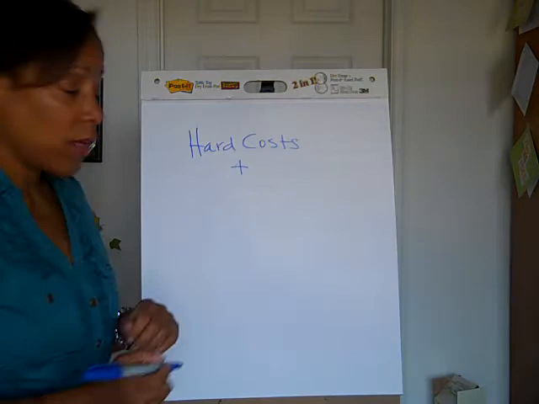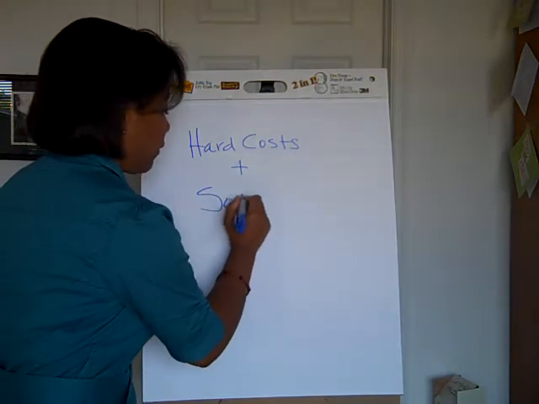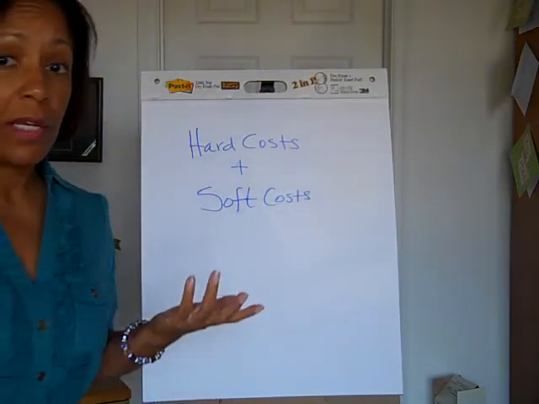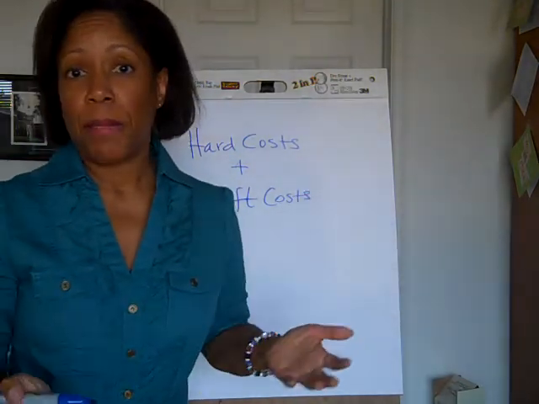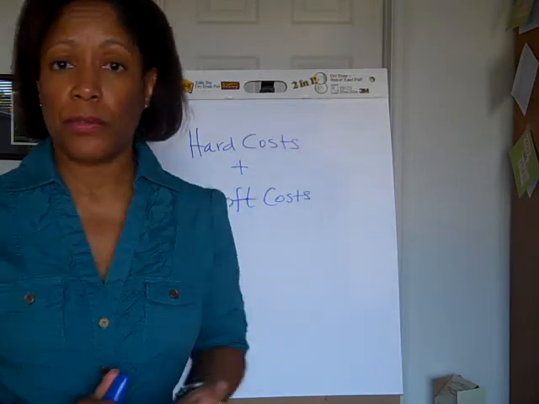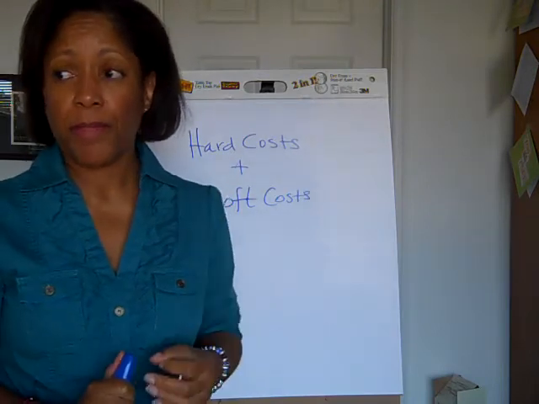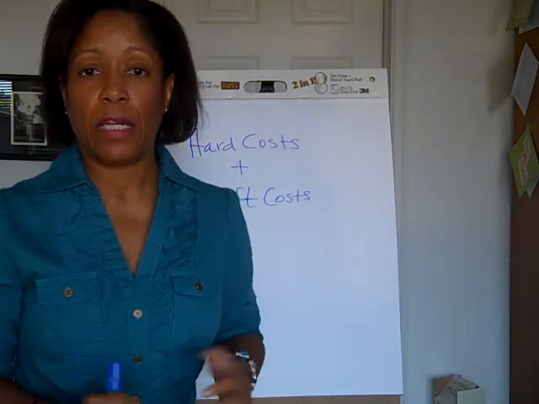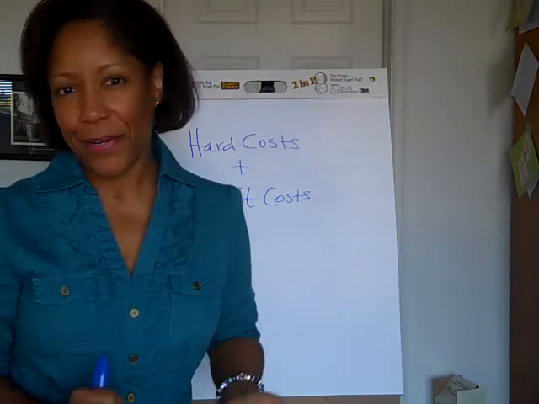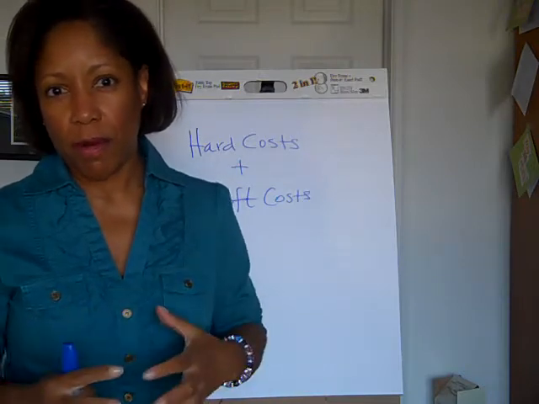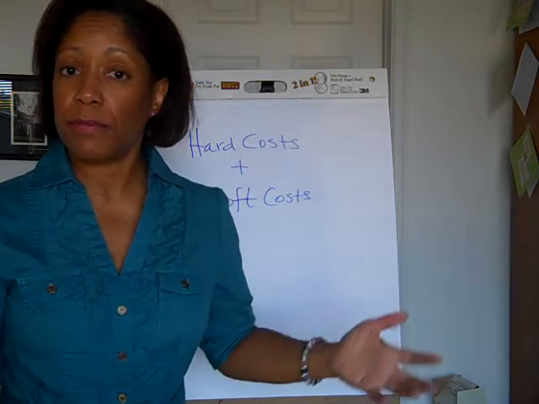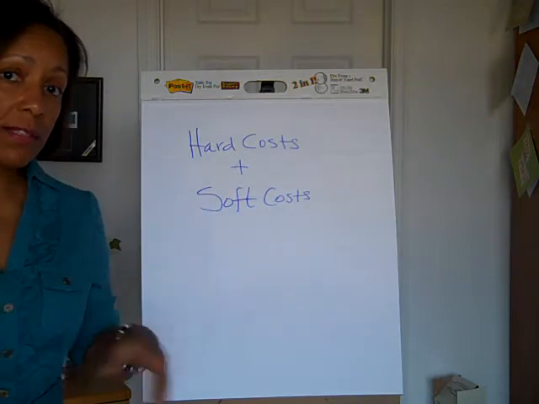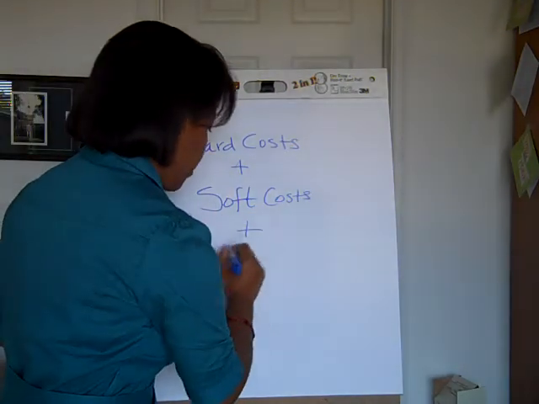To that, you want to add your soft costs. And your soft costs include things like marketing, sending out direct mail, spending your time on social media talking about your event. Could be doing an email campaign. That's part of your marketing. Getting out and speaking, getting out and networking. All of those are your soft costs that are involved in delivering your event. So you want to add together your hard costs, your soft costs, and then what I call your other costs.